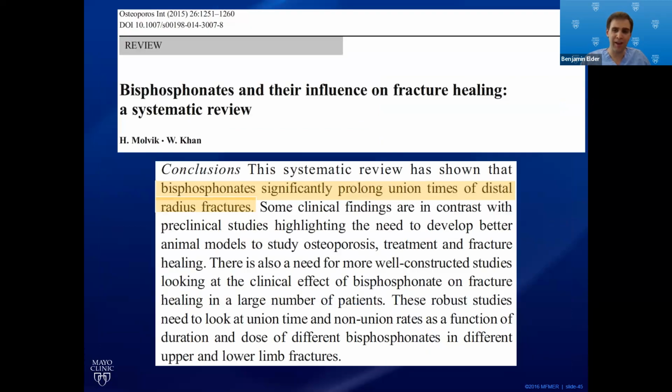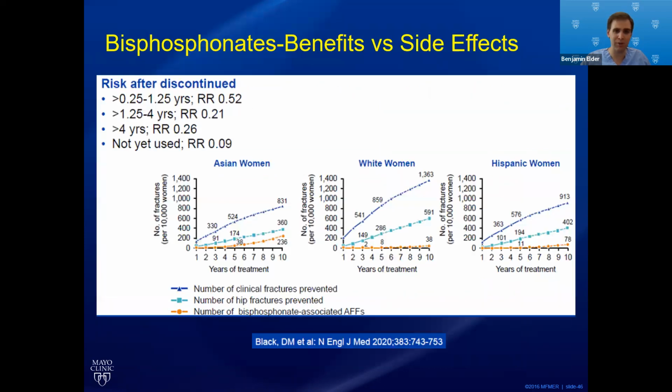So bisphosphonates have had some issues with bone healing, particularly in the orthopedic literature, where they found that there are significantly prolonged union times of distal radius fractures. So the data is not perfect on showing that these impair spinal fusion, but there is some evidence to demonstrate it. And again, some of the risk factors are atypical femur fractures or osteonecrosis. But looking at if that bottom orange line is the atypical femur fracture rate, you can see it's a pretty rare complication compared to the number of clinical fractures and hip fractures that are prevented in Asian, white women, and Hispanic women in this manuscript.